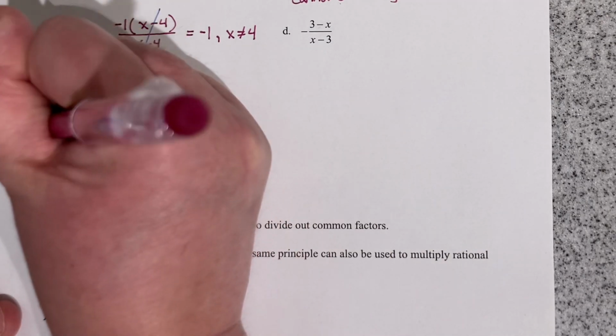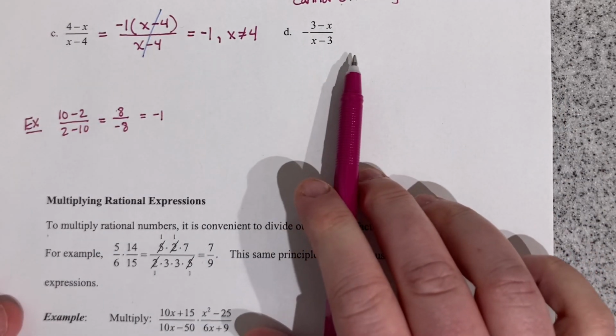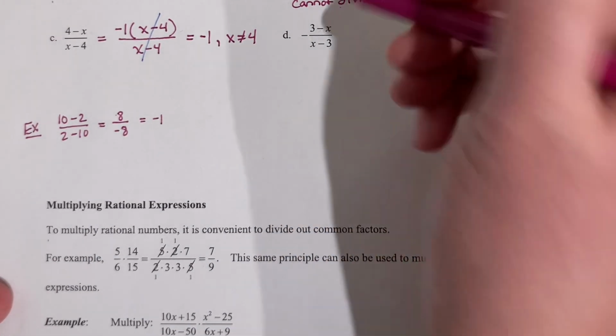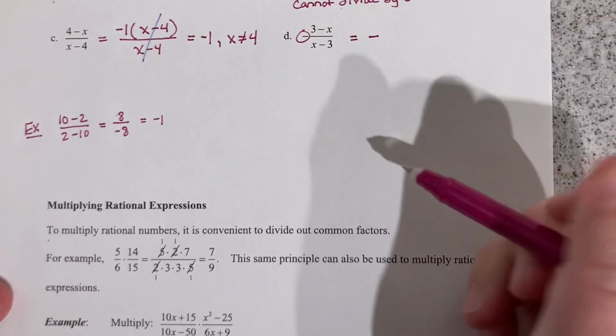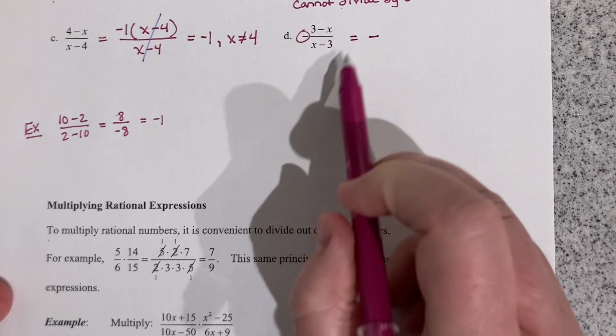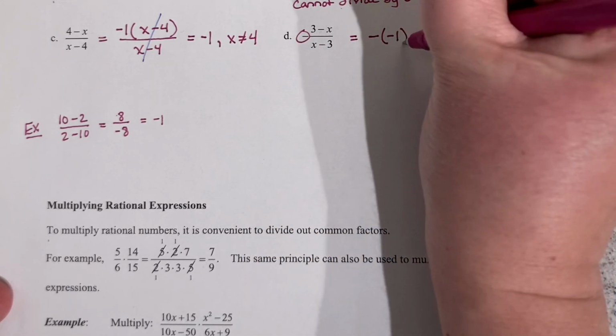All right, so that was just a little side example. Next one. Okay, I'm seeing a negative out front. Let me just deal with that. And then I'm seeing subtracting in the opposite order. So that would just be a negative 1.